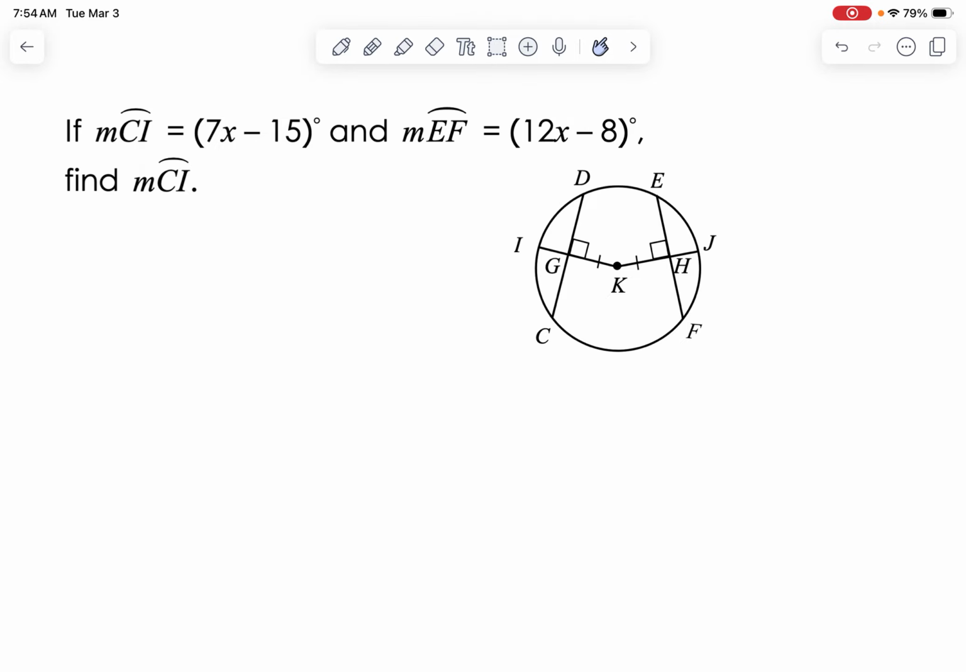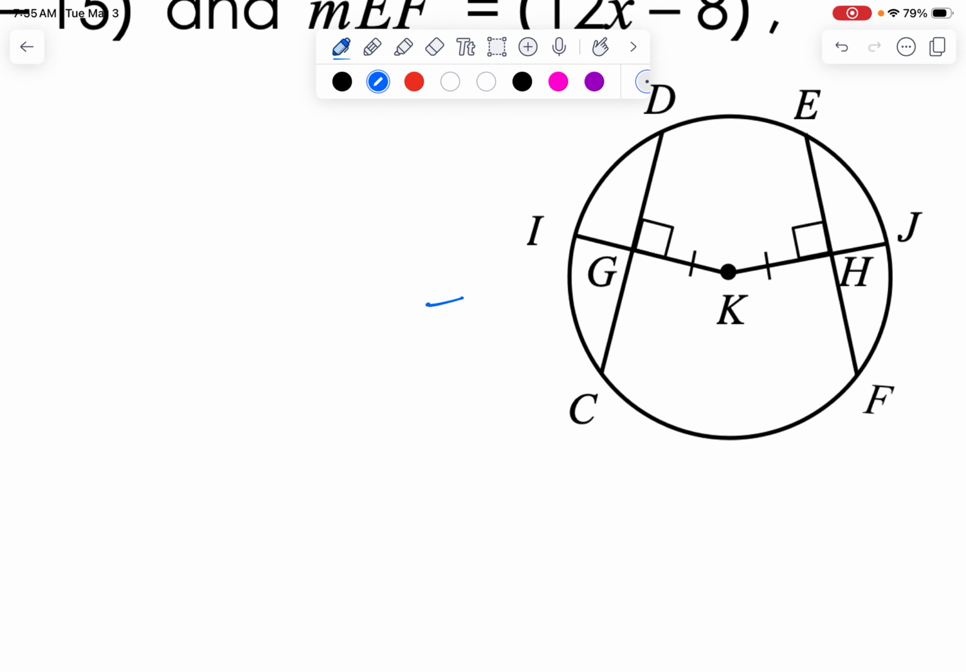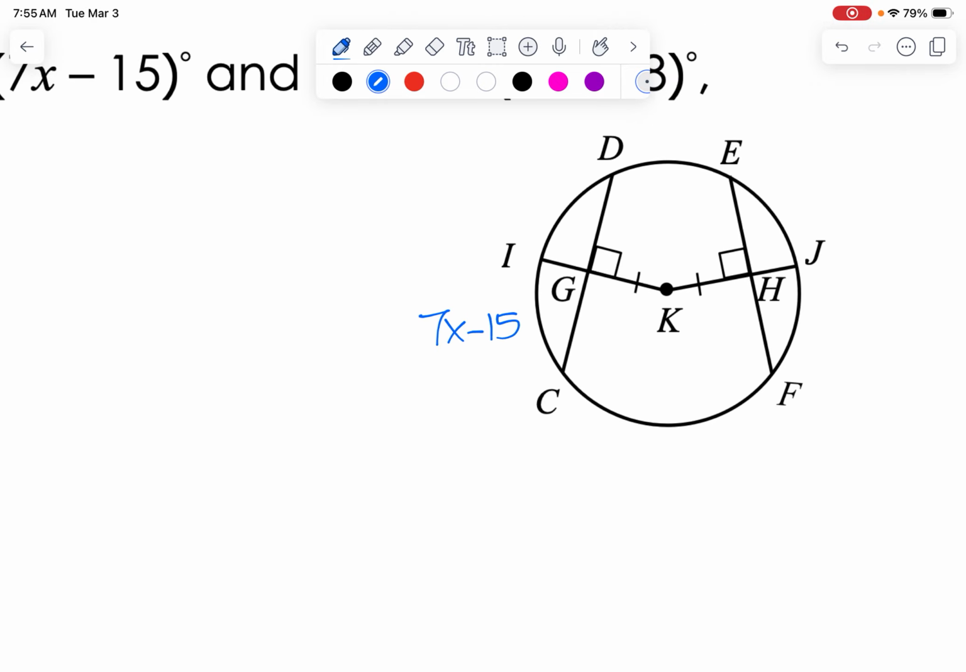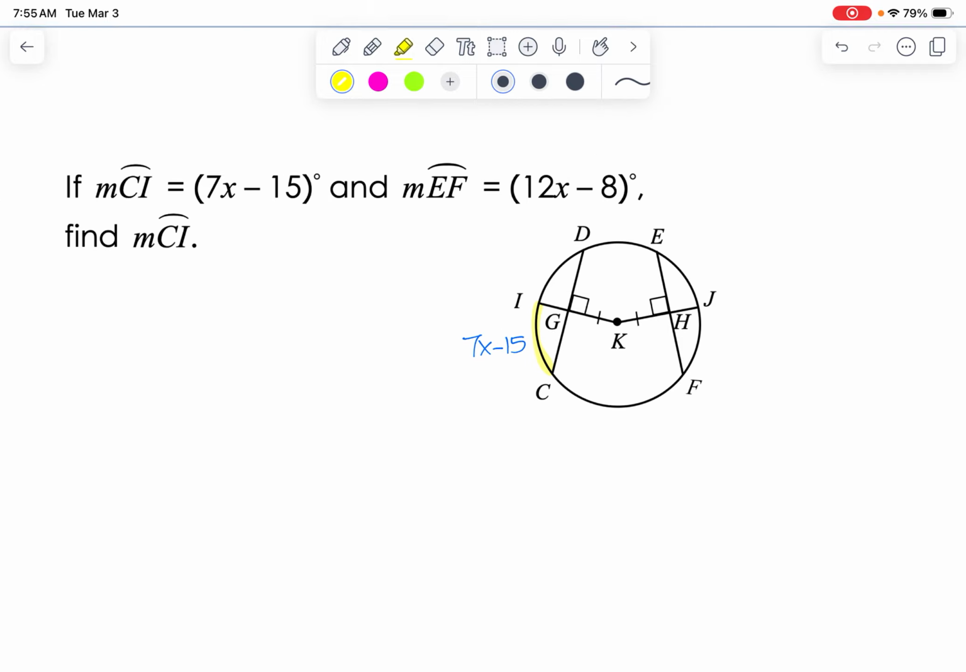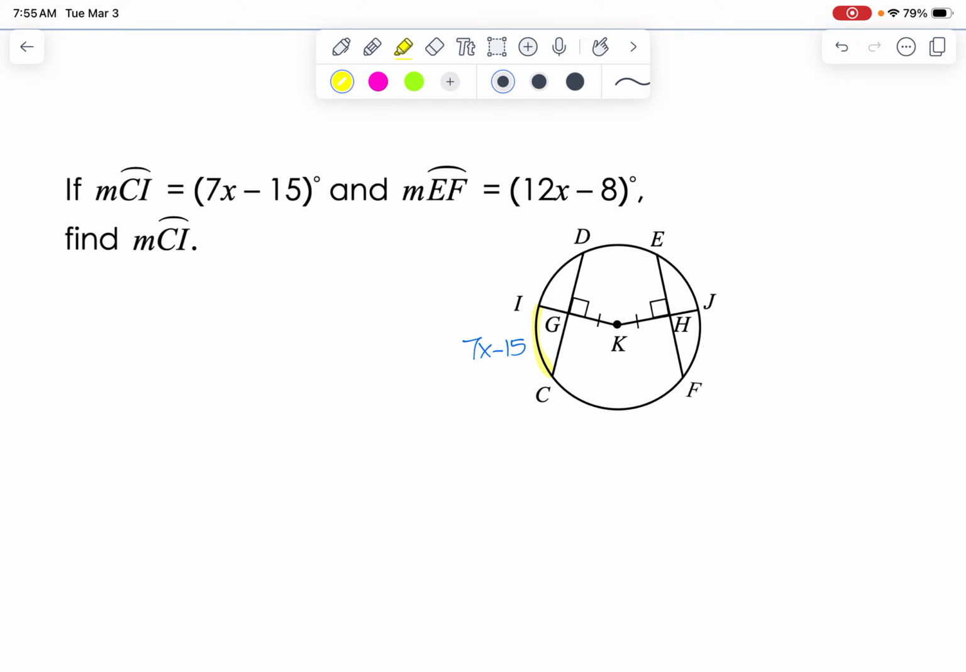Okay, it says if the measure of arc CI is 7x minus 15. So I'm going to write that. That's 7x minus 15 right here. Okay, so that's just this right here, right? And the measure of arc EF, which is the whole thing, okay? And that is 12x minus 8, okay? Find the measure of arc CI.